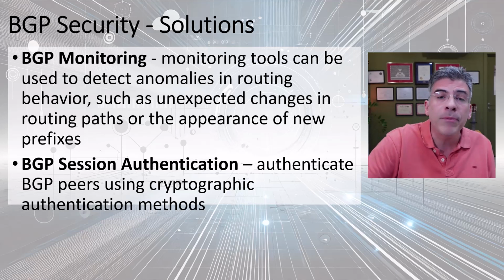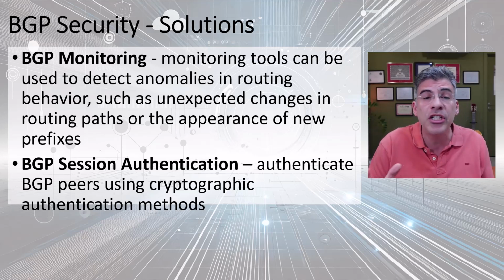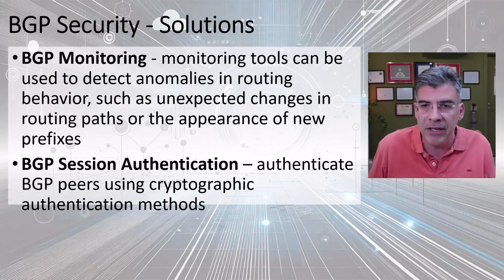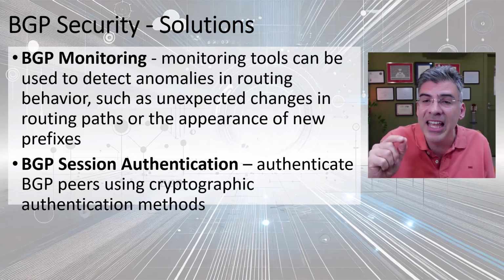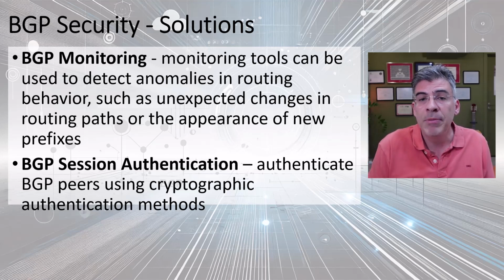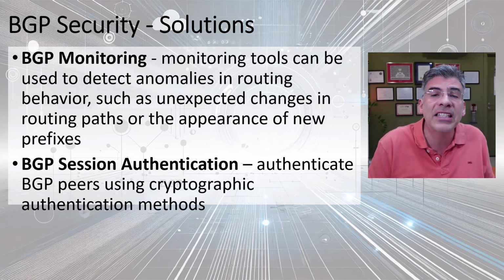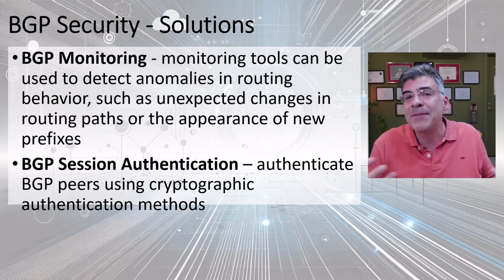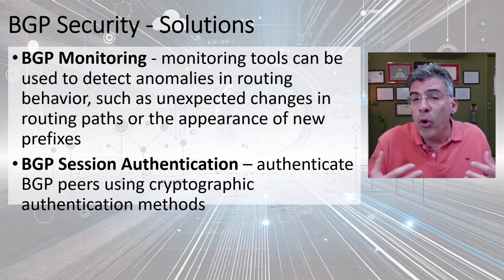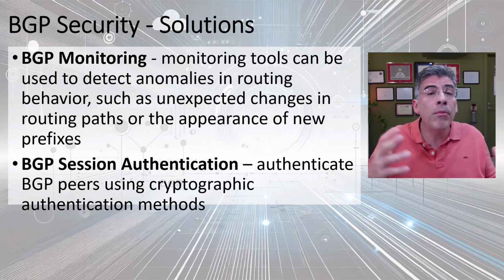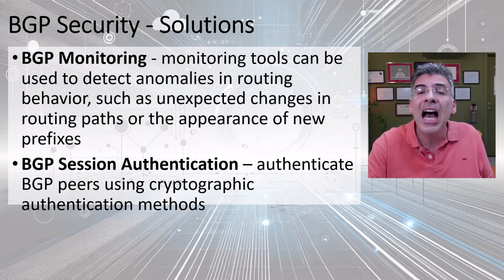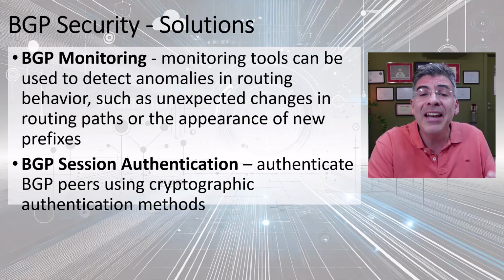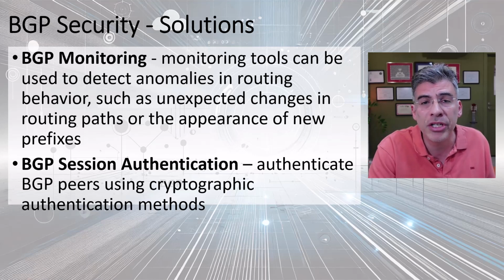Now, another very important part of BGP security is BGP monitoring. Now, this is a huge area of expertise, and there are whole companies that have been created to deal with just this very specific need. BGP monitoring tools can be used to detect anomalies in routing behavior, such as unexpected changes in routing paths or the appearance of new prefixes. There are a whole multitude of tools that can monitor BGP routes in real time, providing alerts for suspicious activities. Early detection using monitoring can mitigate the impact of security breaches.